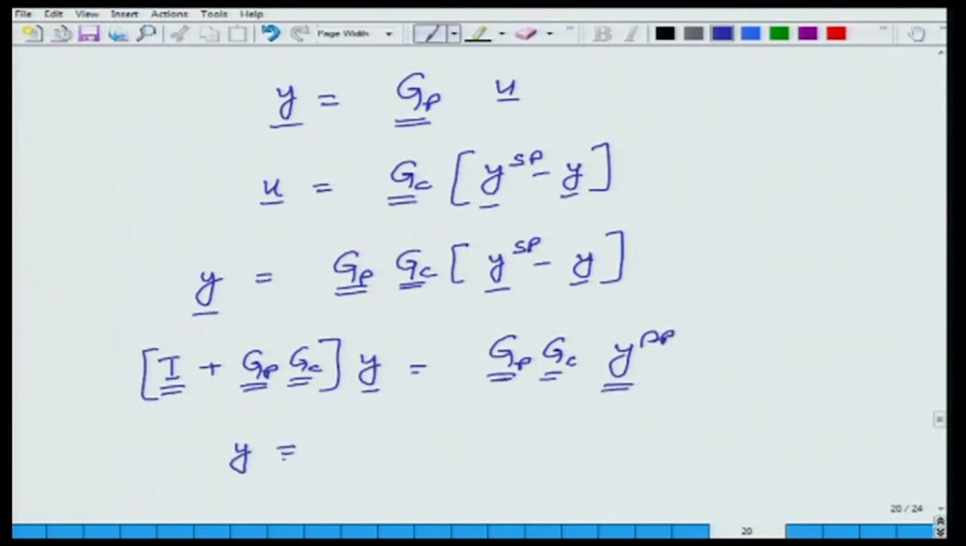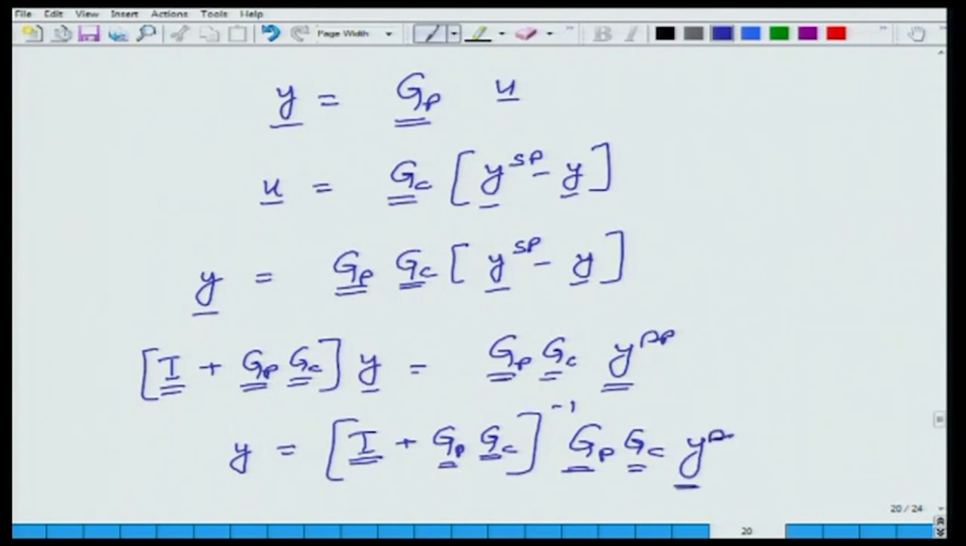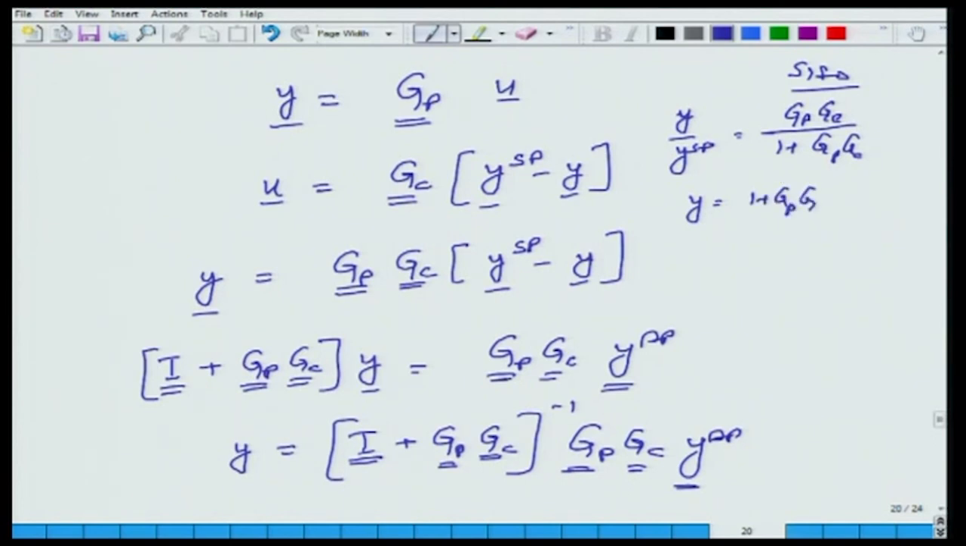and therefore, what I will get is y is equal to the inverse of identity matrix plus GP GC, times GP GC, of course matrix multiplication, times y set point. Remember, for SISO systems what we had, do you see the analogy? For SISO systems what we had was y over y set point was actually GP GC, the individual transfer functions, divided by 1 plus GP GC, and so what you actually have is y is equal to the inverse of 1 plus GP GC times GP GC times y set point. Do you see the analogy?